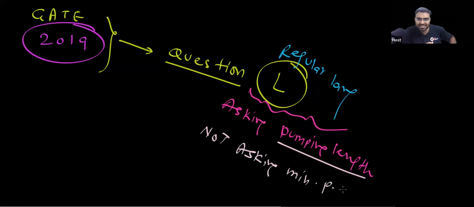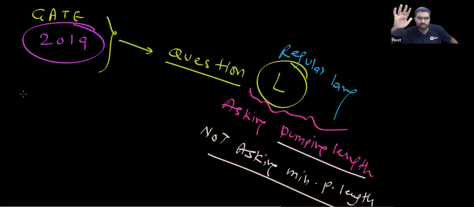Now notice something interesting. This question many students could not do, and this was an MCQ question. So what was beautiful in this question? If I give you some regular language, just think about it. I will not even give you the language, but you can solve this GATE 2019 question easily.